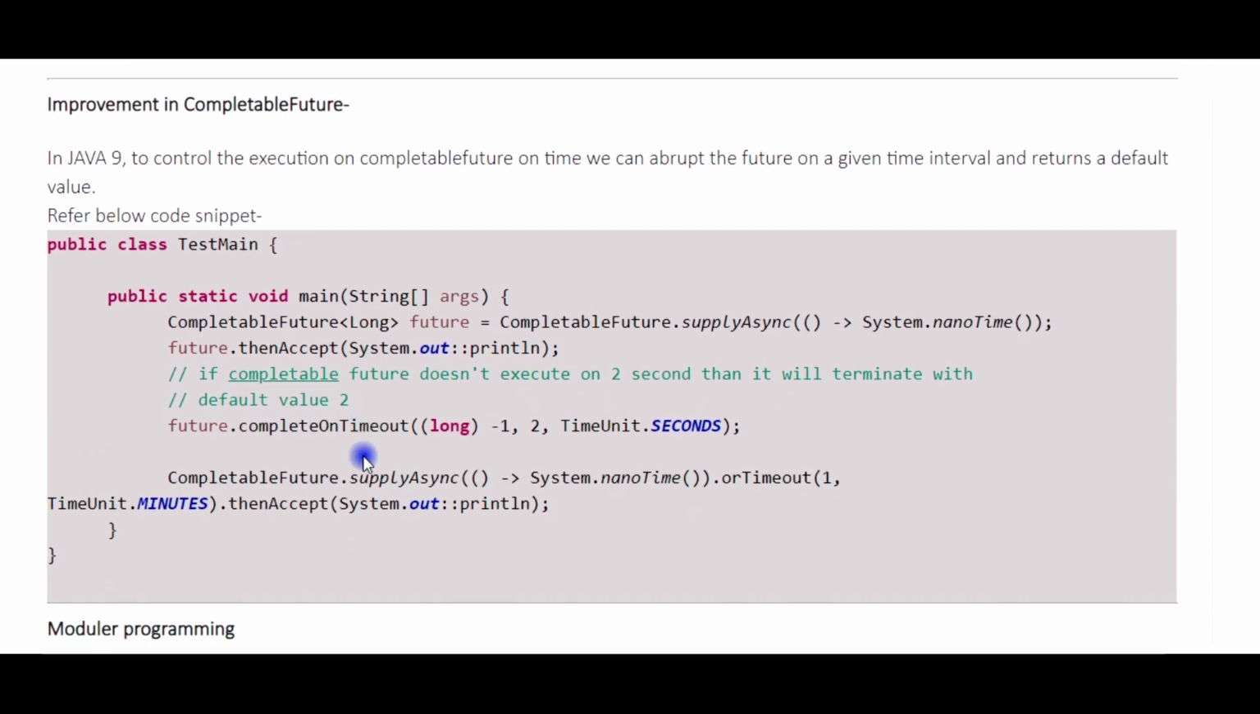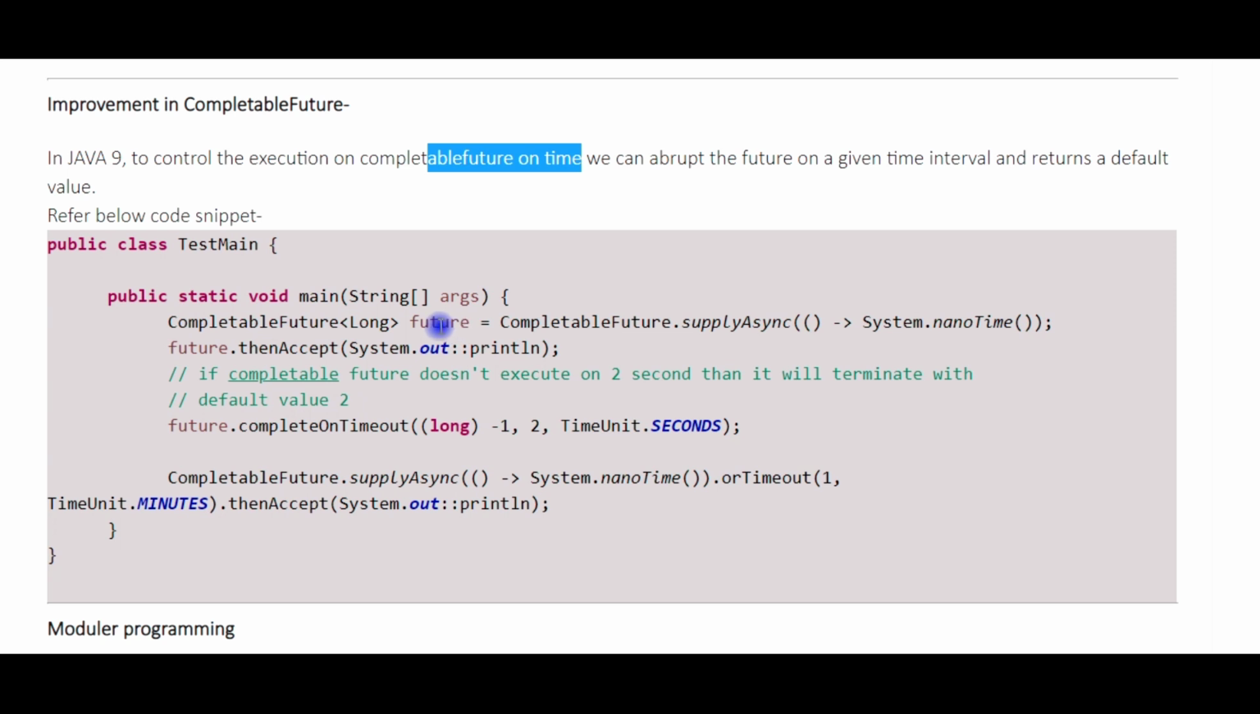So the next thing is in CompletableFuture. There is an improvement in CompletableFuture. In CompletableFuture, we can provide the timeout. So here you can see, to control the execution of a CompletableFuture on time, we can abort the future at a given time interval and return a default value. So let's see in the code.